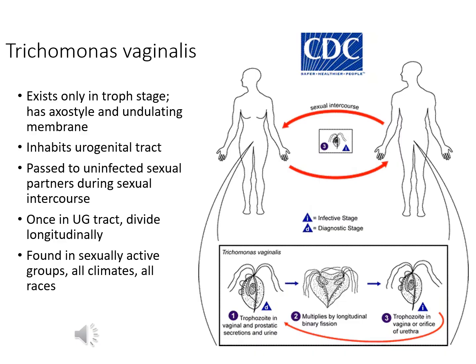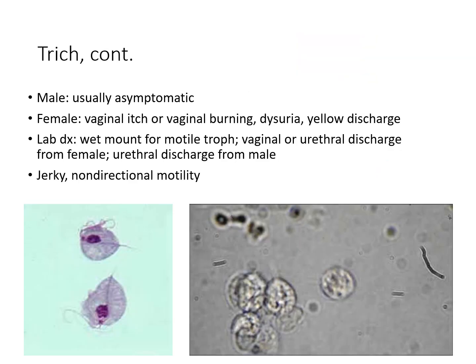Once it is in the urogenital tract, it will divide longitudinally. It is found in sexually active groups in all climates and in all races. In males, Trichomonas vaginalis infection is usually asymptomatic, though some may experience mild urethritis or discharge. In females, symptoms are more apparent and may include vaginal itching or burning, dysuria, and a frothy yellow or greenish vaginal discharge with a possible foul odor. The degree of inflammation and discomfort can vary.